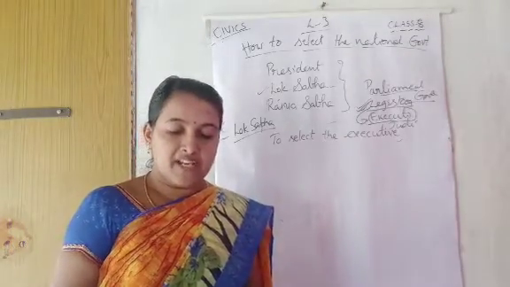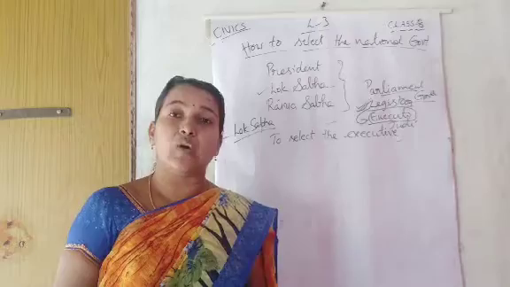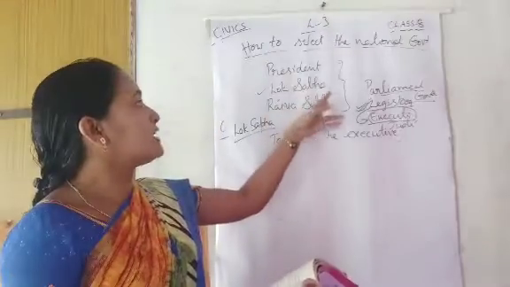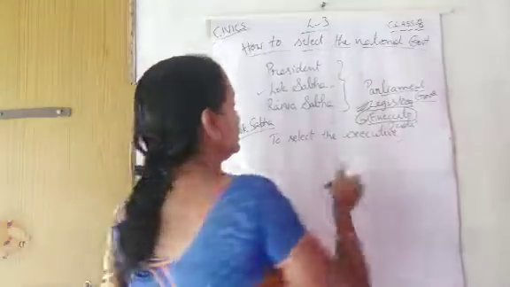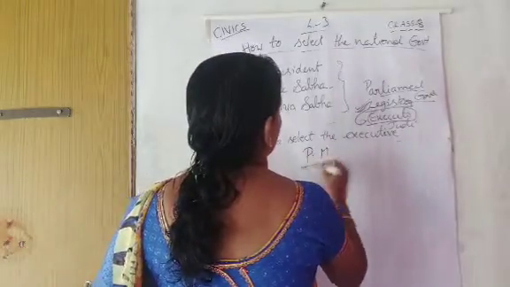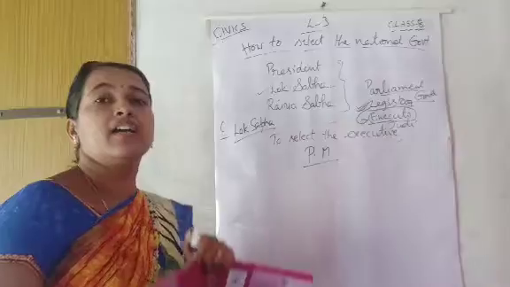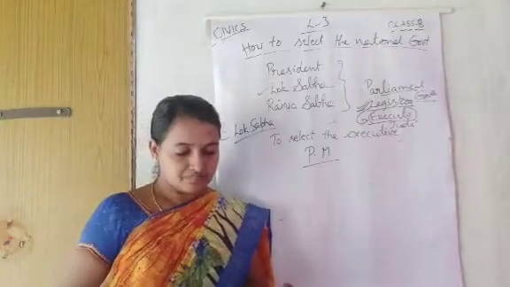The Prime Minister of India is the leader of the ruling party in the Lok Sabha. So who will be the ruling party leader in the Lok Sabha? The Prime Minister. The Prime Minister will be the leader of the parliament.